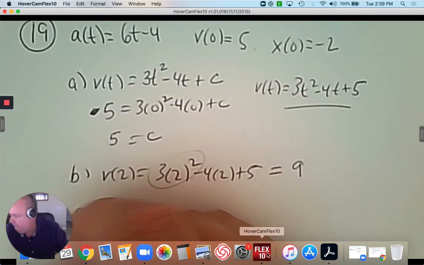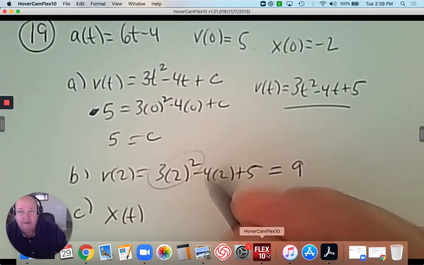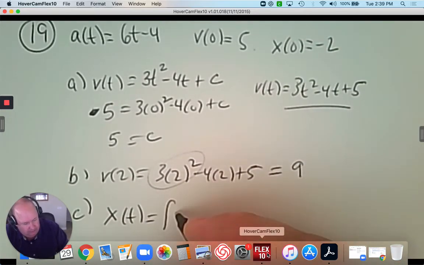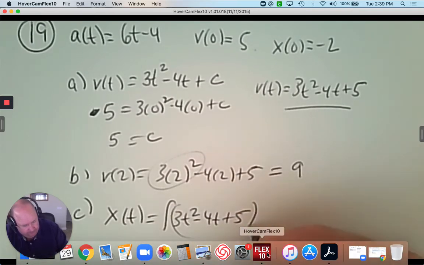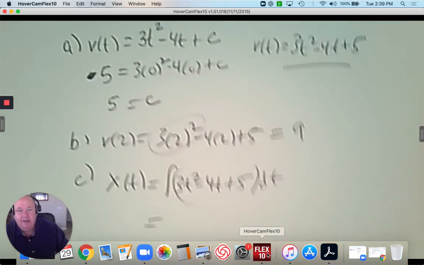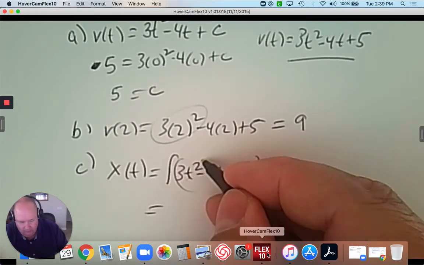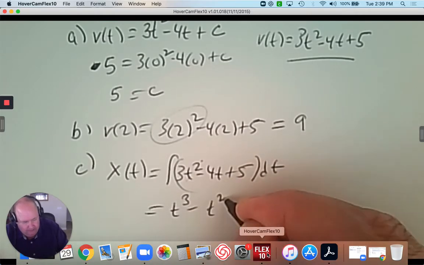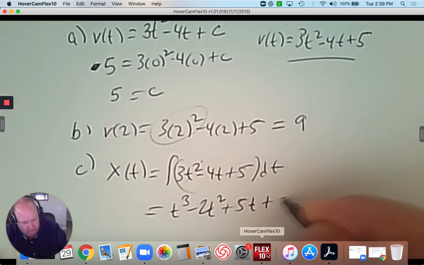Part C says find the position. So I'm integrating the velocity for the position. So when I integrate this, again, I'm adding 1 and dividing. So add 1, t to the 3, divide, that's just t cubed. Here, add 1 and divide, that's 2. And then 5 is just 5t plus c.